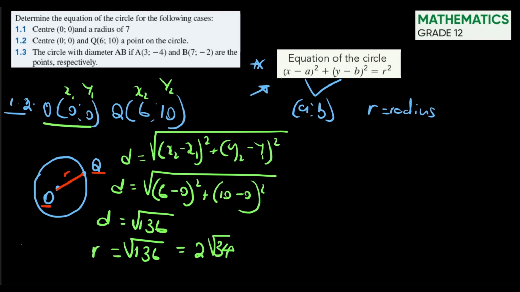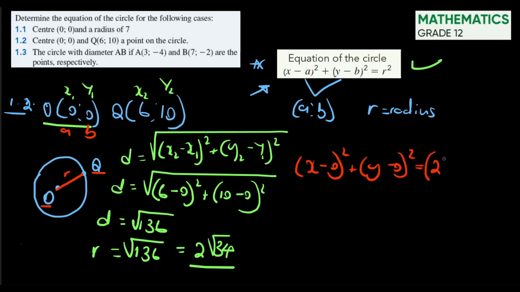We know that this is our circle center. We know that this is our radius. So let's just plug everything into the formula. How do we do that? How will this look? It will be x, our circle center, our value of a, our b is there, which will be (x minus 0) squared plus (y minus 0) squared. Then our radius is 2 root 34, squared, which will be x squared plus y squared equals, then we just square everything in that bracket, which should give us 136.